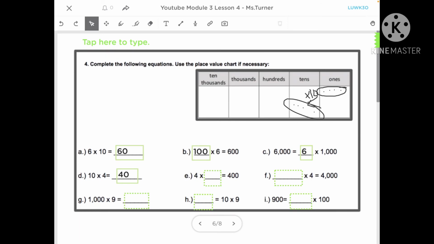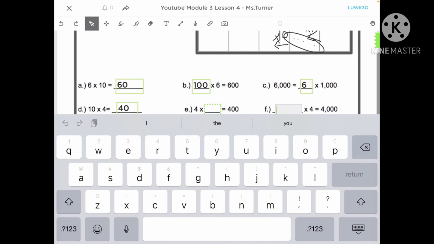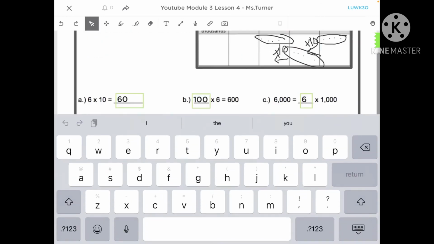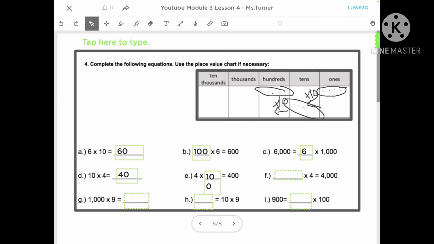Oh, you guys don't need this place value chart. What about this one? 4 times what equals 400? Okay, maybe we might still need that place value chart. Well, 4 times 10 got me to 40. So if I multiply 10 more, I would be at 400. So altogether, 10 times 10 equals what? 4 times what? Yes, 100.